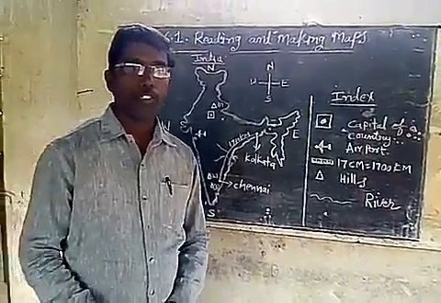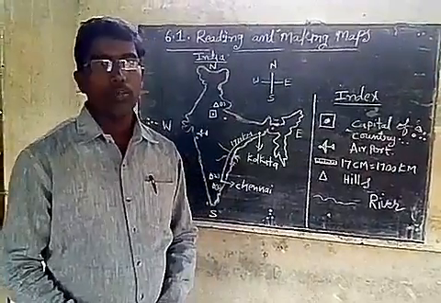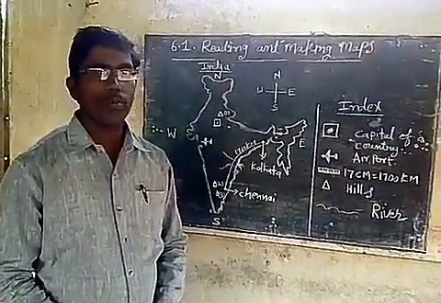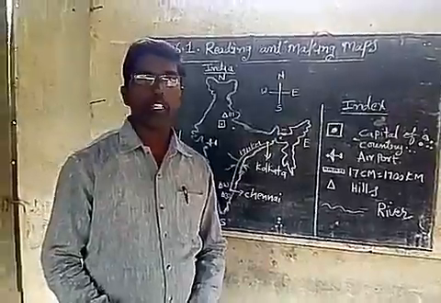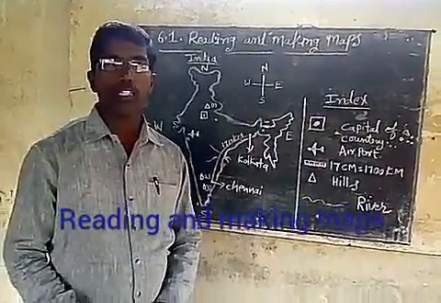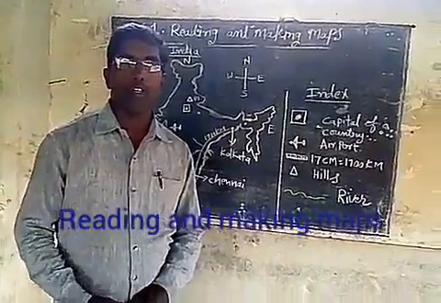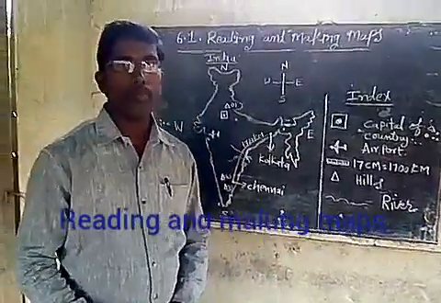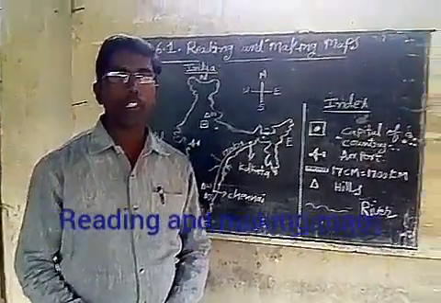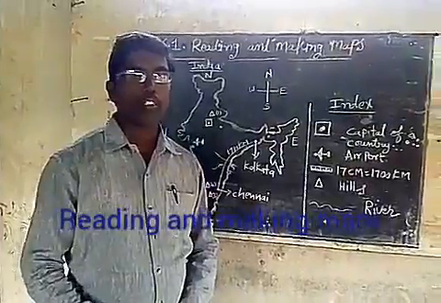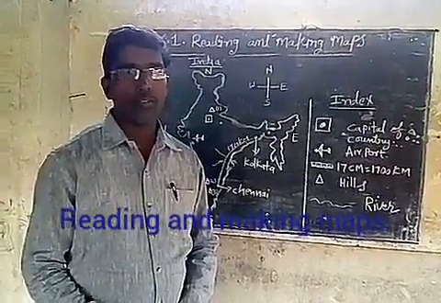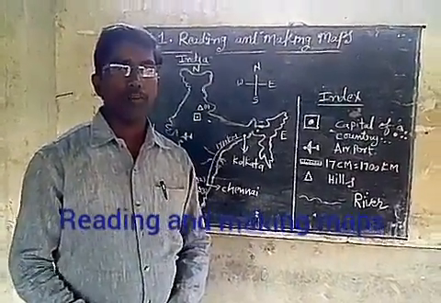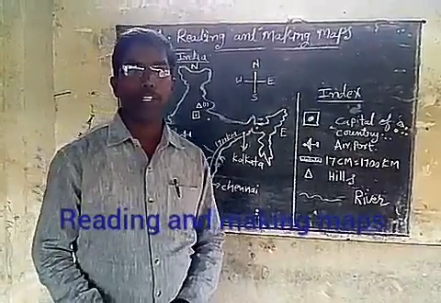Chapter 1, Reading and Making Maps. In the previous class we studied how to know the directions in a new place, how to locate the directions on a map, how to measure the distance on a map, and how to use the symbols on a map. These things we learned in earlier classes. Using what we learned, I prepared a map.